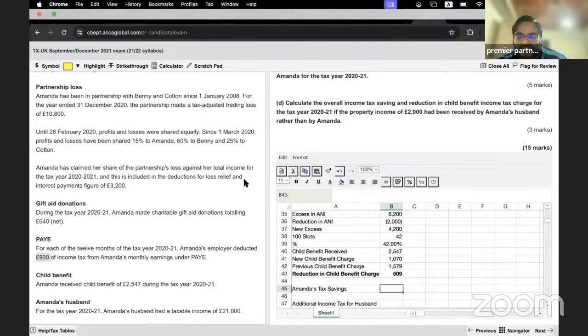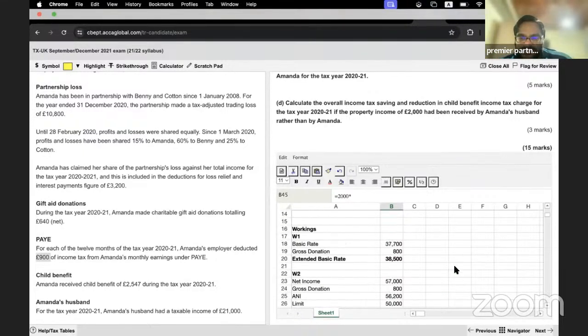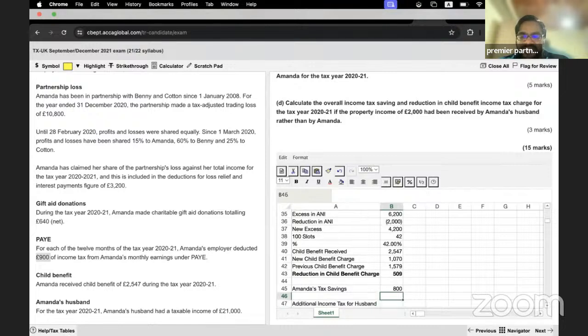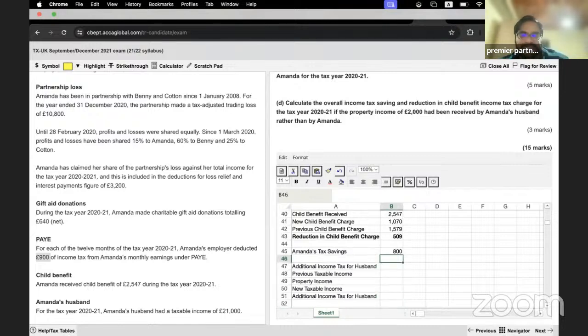Right. So this 2,000 into this 40% would be reduced in her income tax as well. Do we agree? By 800, her income tax will also come down.